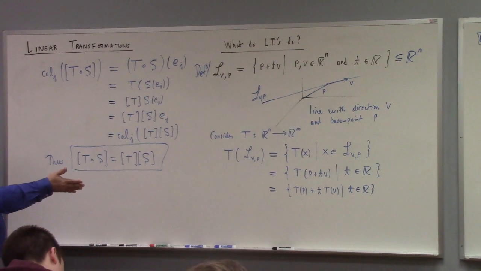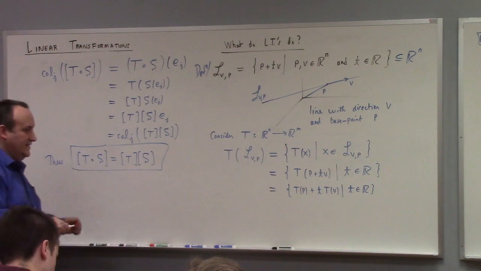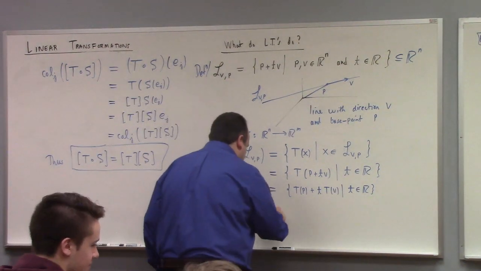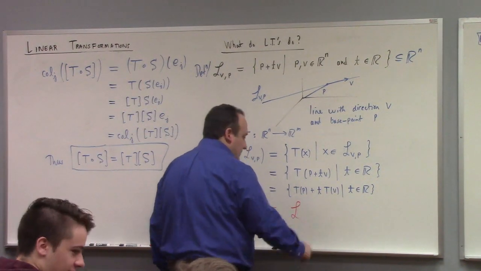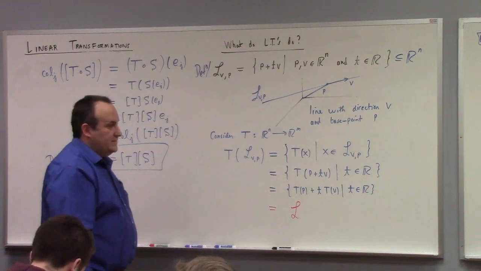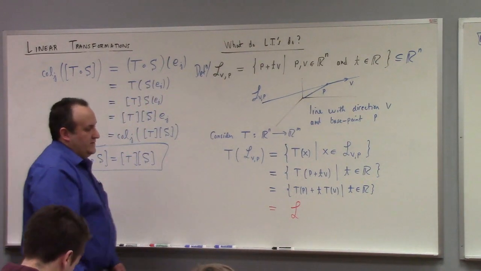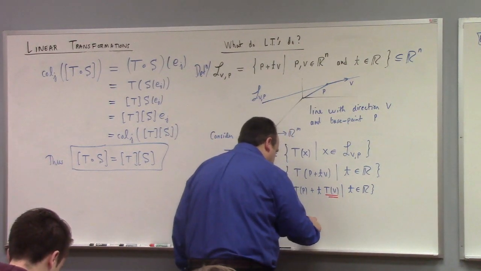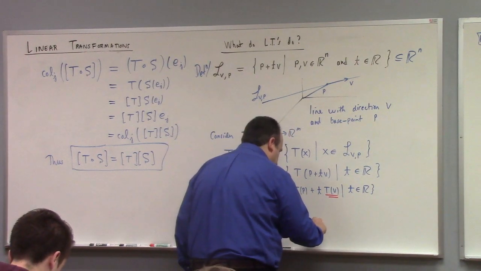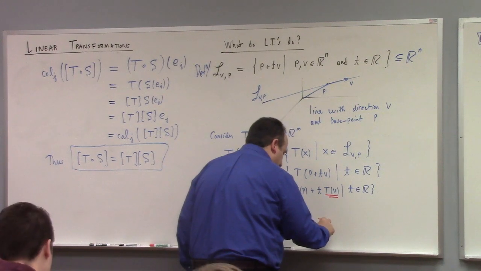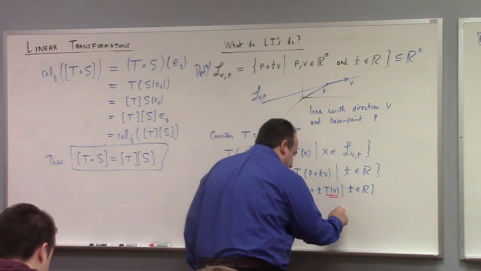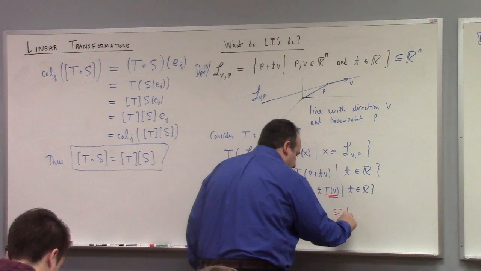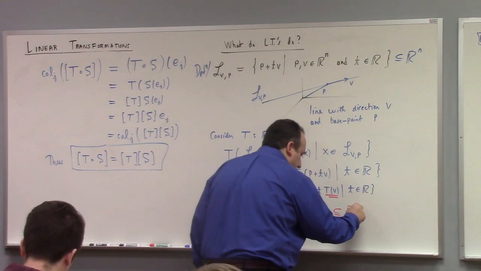Anyway, that is what? That is the line, right? With base point what? Well, what's the direction vector of this line? The direction vector is T of v, and the base point is T of p, right? But this line is a subset of what? It's a subset not of Rn, but of Rm.